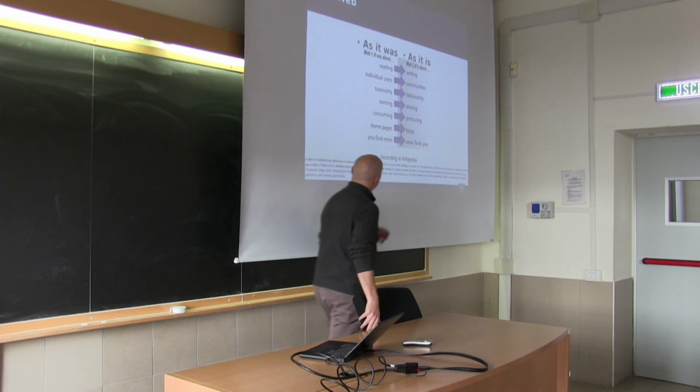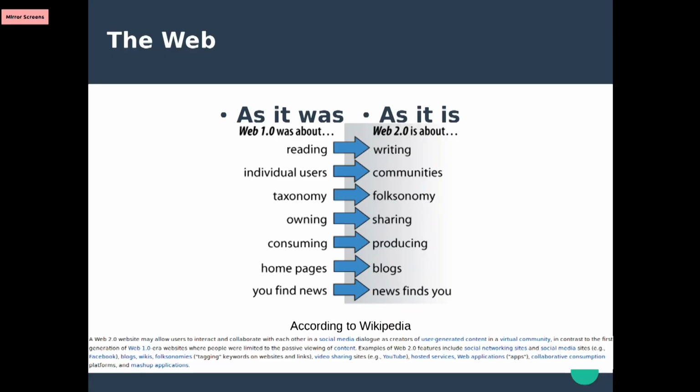So, this is just a number of buzzwords that I found around, okay? But what is the meaning of it? Well, before it was mostly about reading individual users. Sometimes you would have a taxonomy. What does it mean, a taxonomy? An organization of web pages according to content in order to best address them.